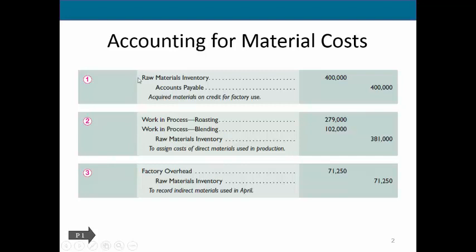This is simply an asset account. And then in this case, we are going to pay in the future, so we'll record an account payable to show that liability. Had we paid with cash, this credit would just be through cash.